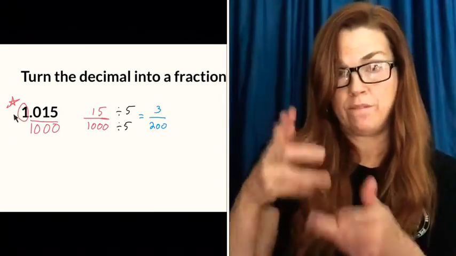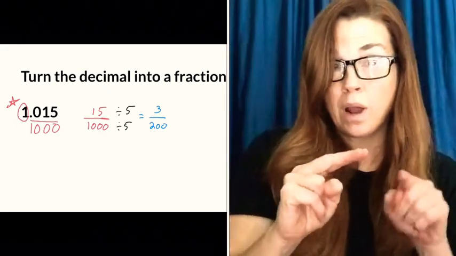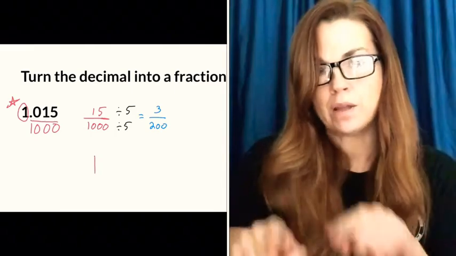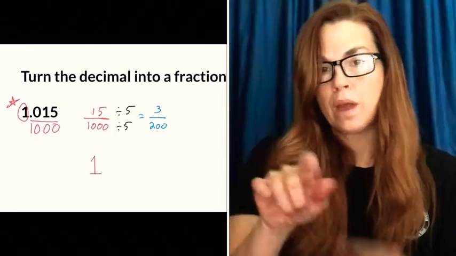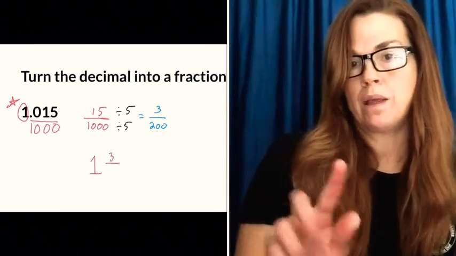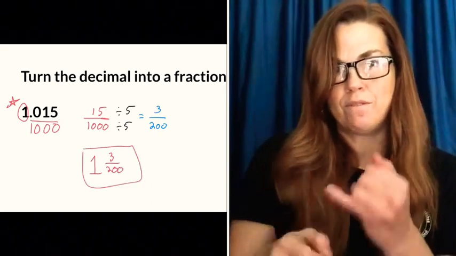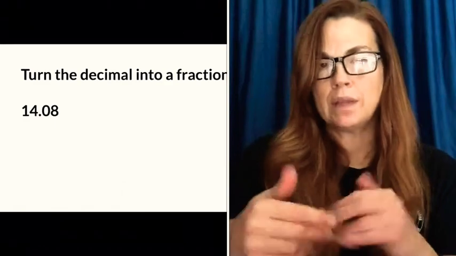But we still have to remember about our whole number. So our final answer has to include that whole number. So I'm going to have 1 and 3 200ths, or 3 over 200. And that would be my final answer. Okay, let's look at the next one.